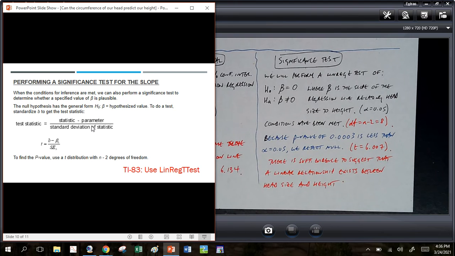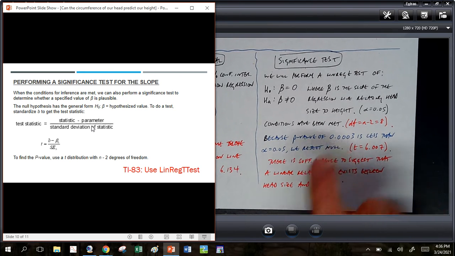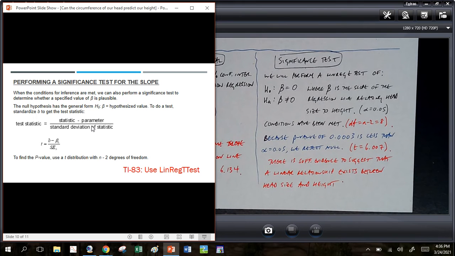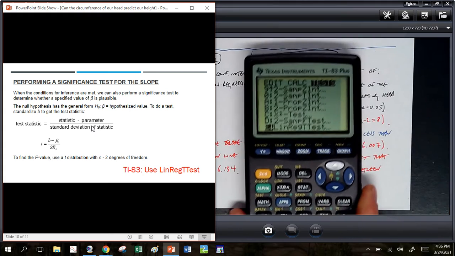So how do we interpret the data? Well, remember from the Minitab display, the p-value was 0.0003. That's less than 5%, so therefore we reject the null. Therefore, in context, there is sufficient evidence to suggest that a linear relationship exists between the head size and the height. Now you can also get these values from the calculator.